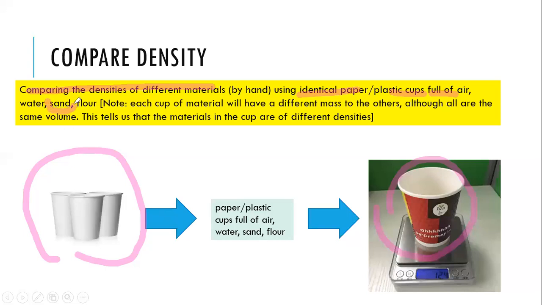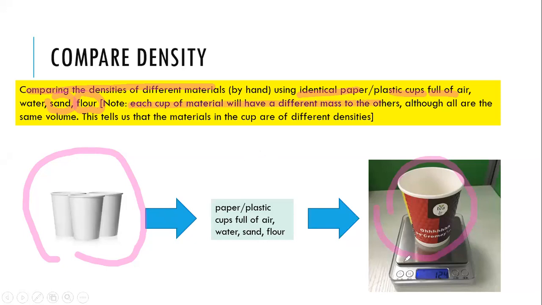Second one, you fill it with sand to the top. The last one, you fill it with flour, the flour that we use for cooking, for dough, when you make baking. The flour, that's what we are talking about. And each cup of material will have a different mass.